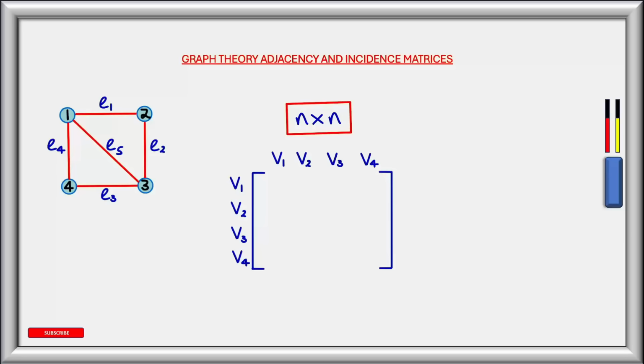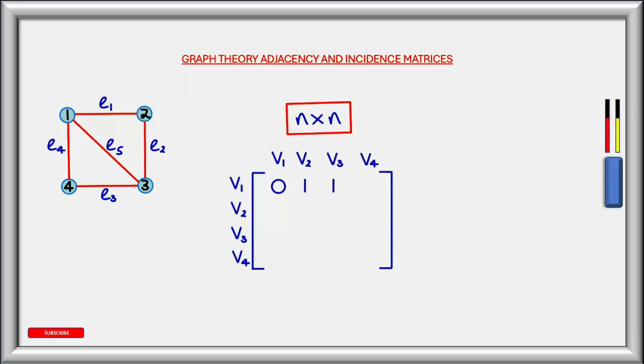So if we look at vertex 1, there's no loop, and so it's not connected to itself. So we can place a 0 in row 1, column 1. Now if we look at vertex 1 and its connection to vertex 2, we'll see there's an edge E1. So we can place a 1 in row 1, column 2 to represent this connection. And if we look at vertex 1 and its relationship with vertex 3, we see there's an edge connecting them. And so we can place a 1 in row 1, column 3 of the matrix. And finally, for this row, we can look at vertex 1 and its relationship with vertex 4.